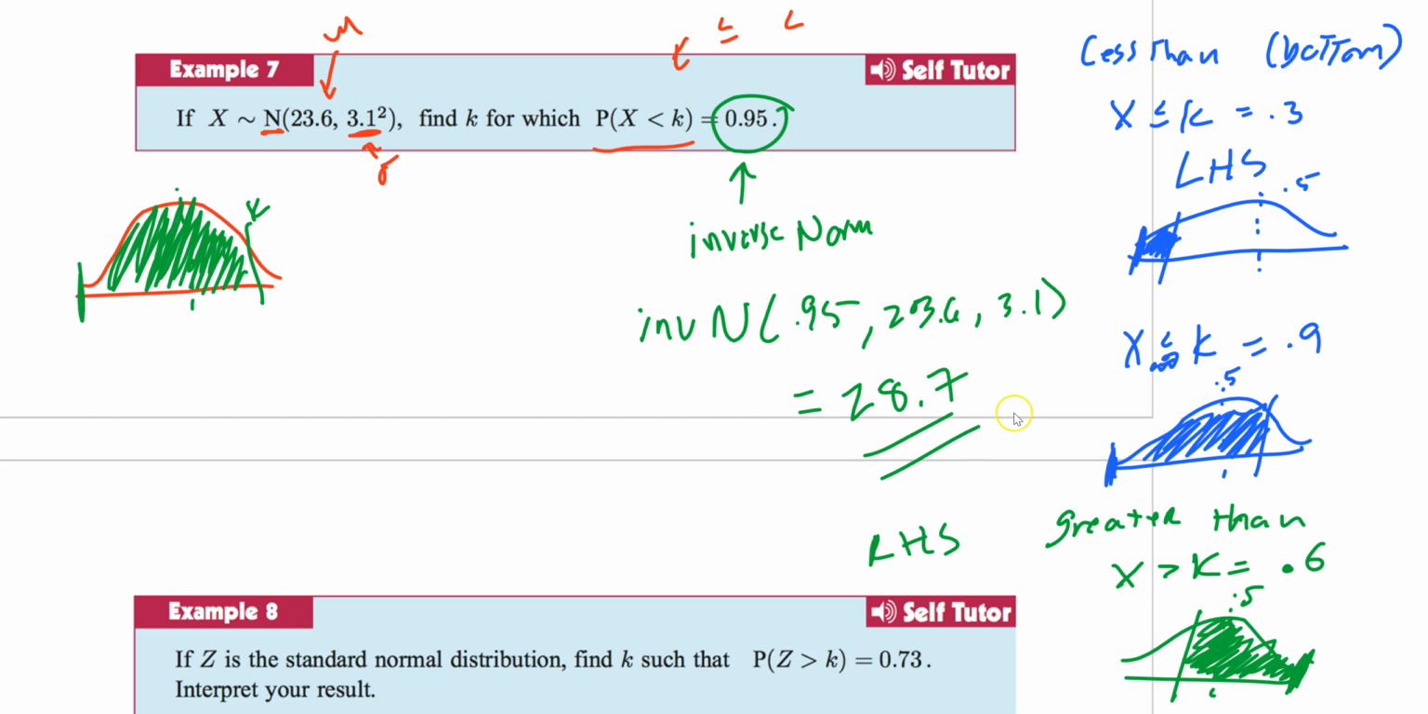Again, what does that mean? Look at it, and keep in mind that should make sense. Halfway is 23.6. And they're saying that over here should be 28.7, right? 28.7 is the 95th percentile compared to 23.6, which is the 50th percentile. That's all it kind of means.